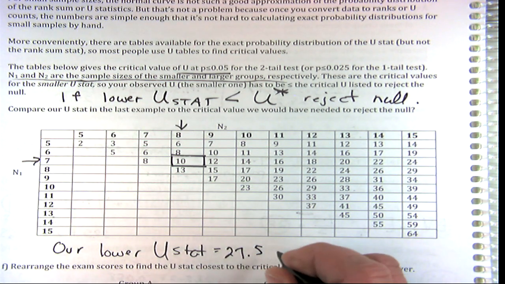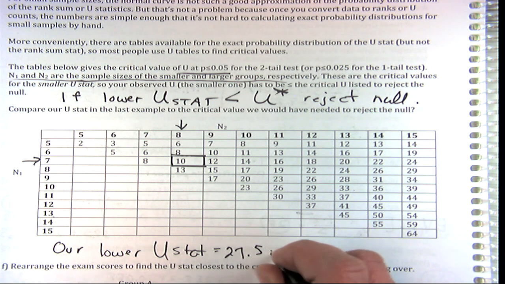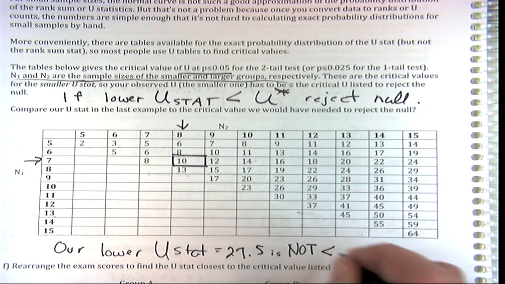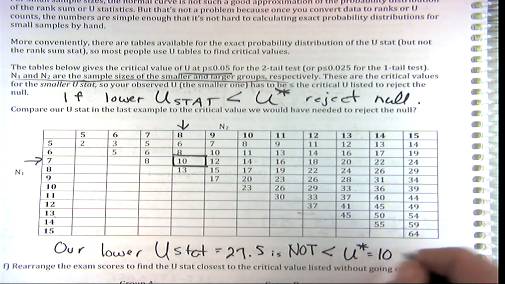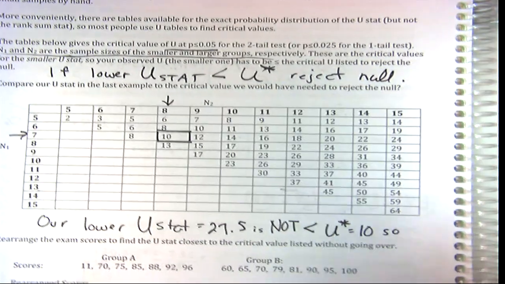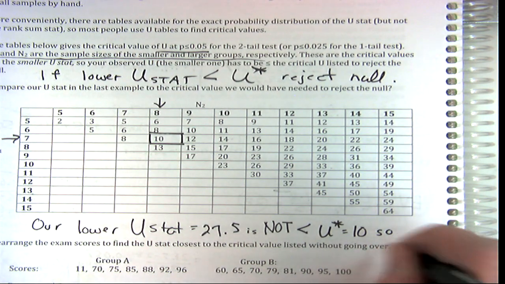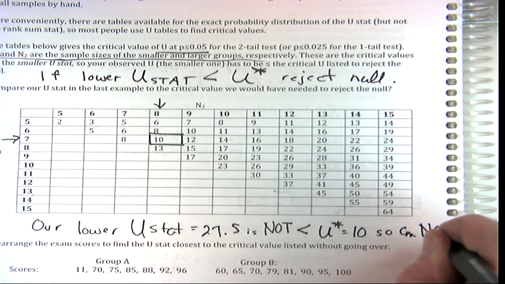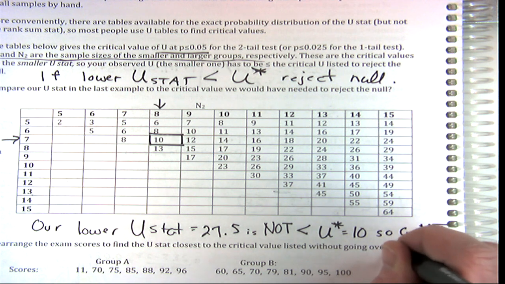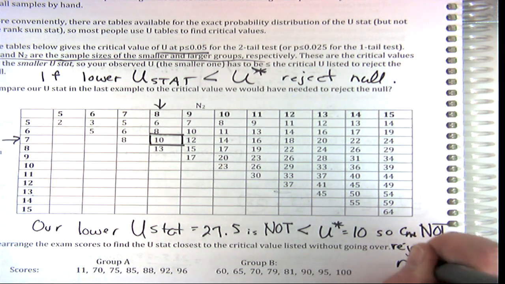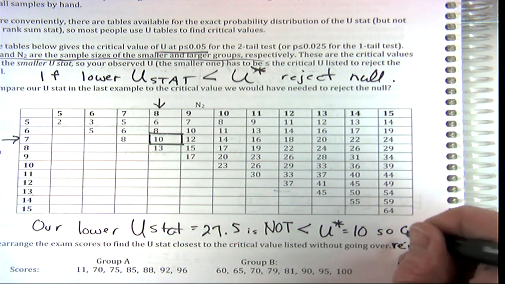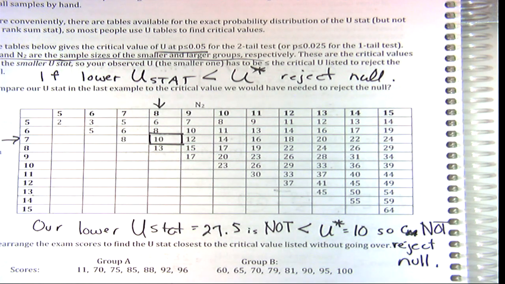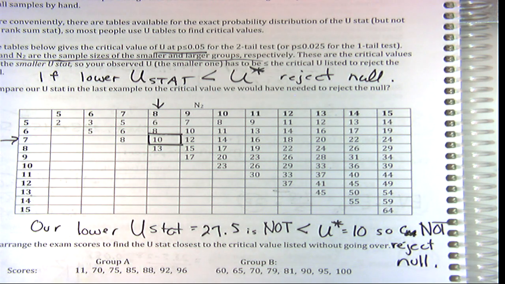And that's not less than U star equal to 10. So we cannot reject null. Okay? So cannot reject null. And we didn't reject the null. We didn't want to reject the null. That says cannot. Okay, so any questions on that?